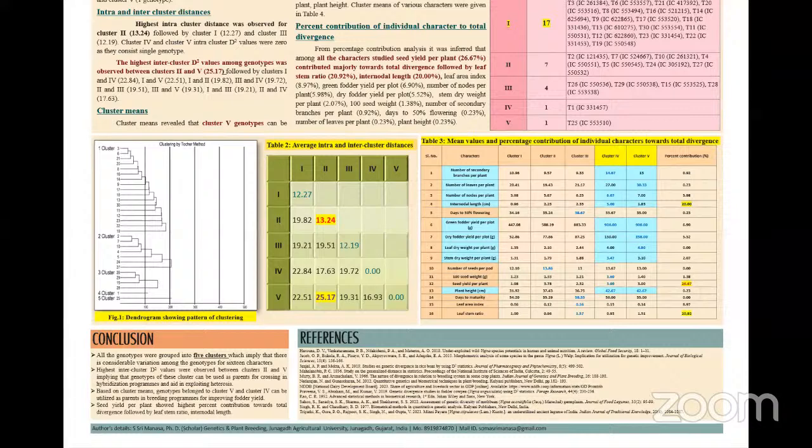Coming to cluster means, in table 3, the cluster means are shown for all the traits like secondary branches, leaves, nodes, green fodder, dry fodder, etc. These are the fodder related traits.